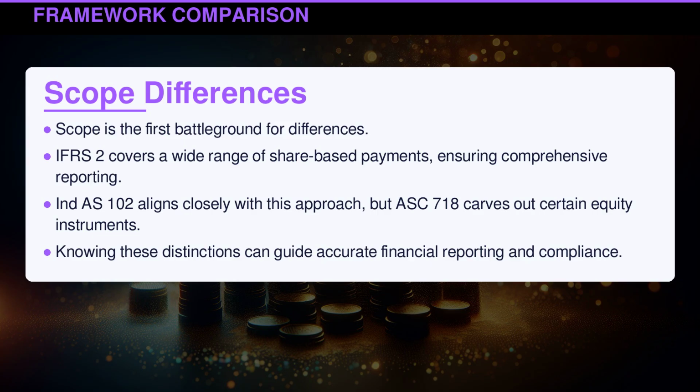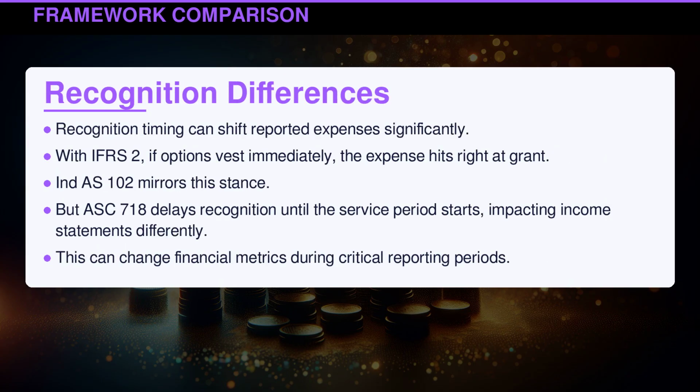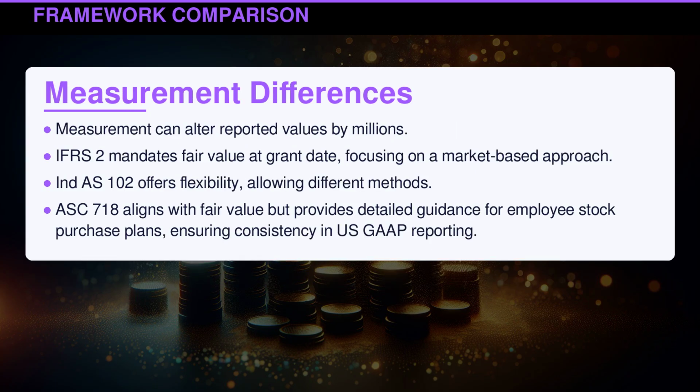Knowing these distinctions can guide accurate financial reporting and compliance. Recognition timing can shift reported expenses significantly. With International Financial Reporting Standards 2, if options vest immediately, the expense hits right at grant. Indian Accounting Standard 102 mirrors this stance, but ASC 718 delays recognition until the service period starts, impacting income statements differently. This can change financial metrics during critical reporting periods.